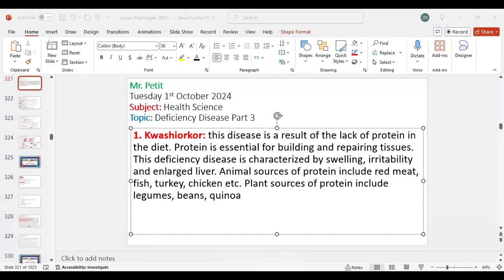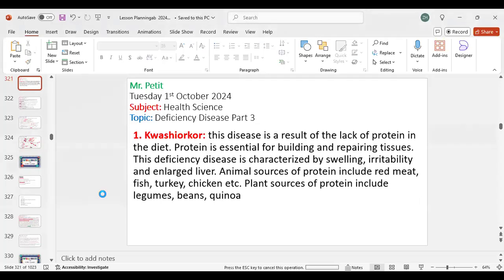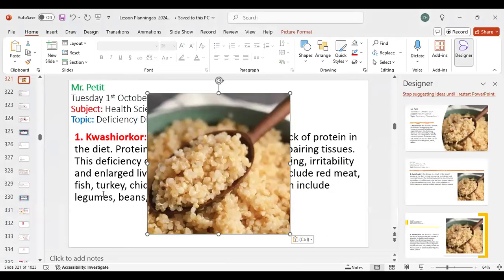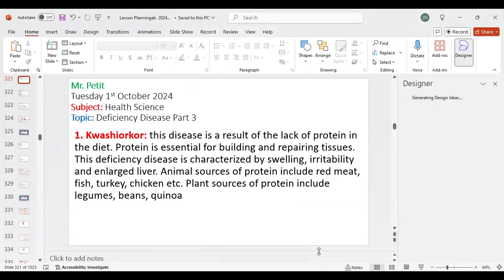It's sort of like rice. It looks like rice. So this is quinoa right there. It looks like rice, but also like oatmeal. This has protein in it, and they just put it in a lot of stuff.